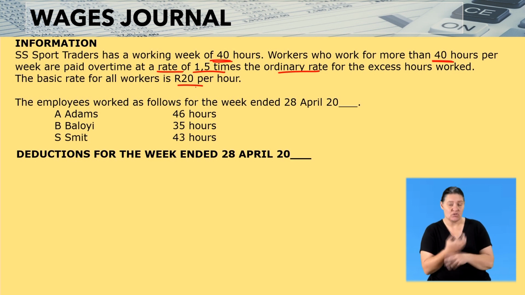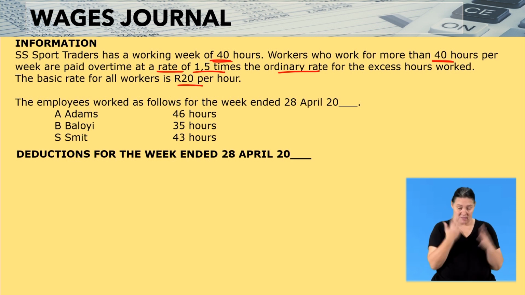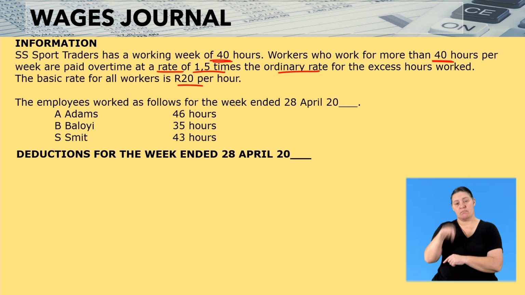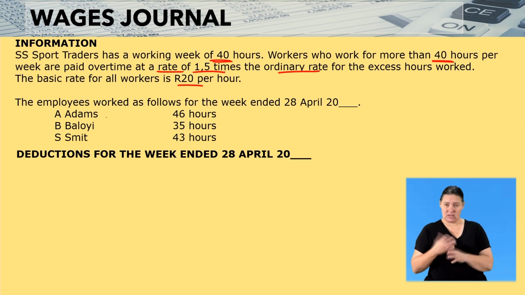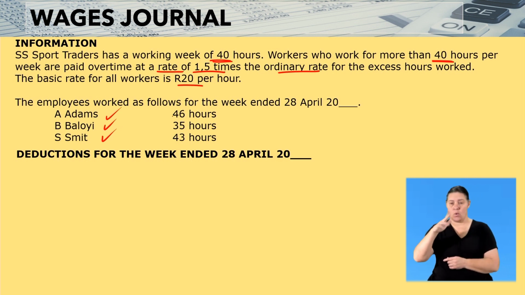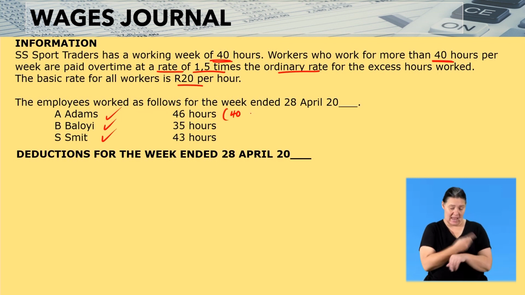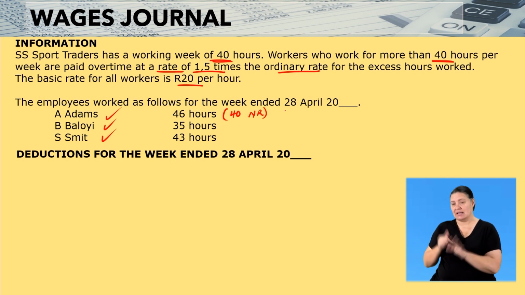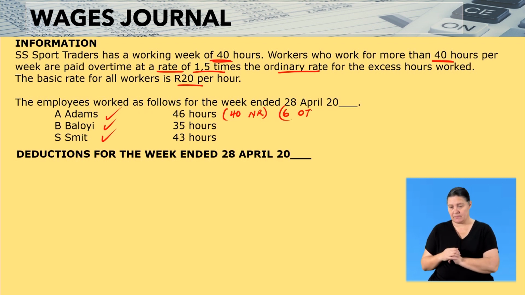So at this point, you already know that if you are going to calculate for overtime, you are simply going to say 20 Rand multiplied by 1.5. The employees worked as follows. We have 3 employees: Adams, Baloyi, and Smith. Adams worked 46 hours. That already means he worked 40 hours, which is the normal rate, and then he worked 6 hours overtime. And then Baloyi worked 35 hours, and Smith worked 43 hours.